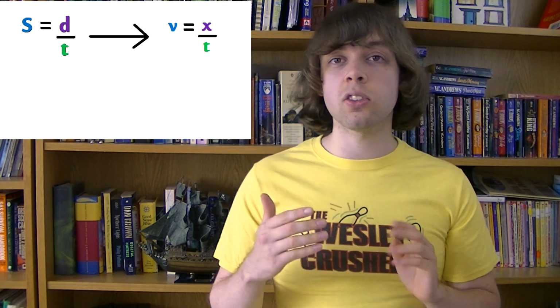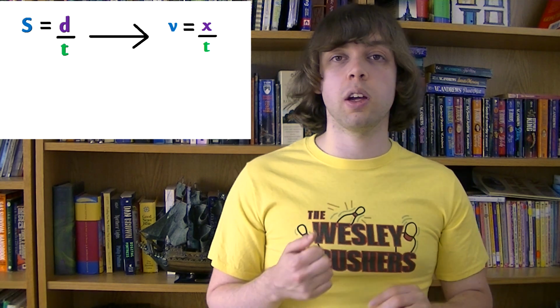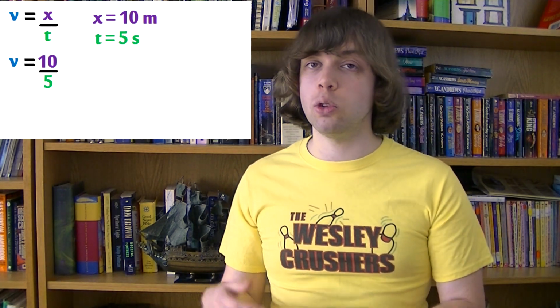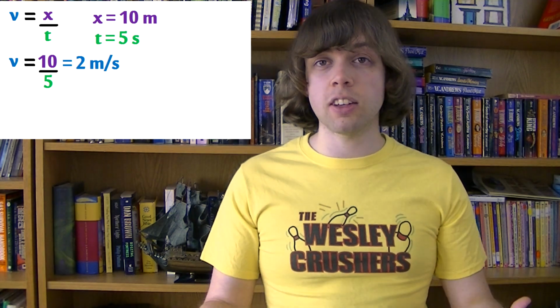So at this point we already have a couple of equations. We know that speed is distance divided by time, which is kind of similar to the equation velocity is displacement divided by time. Very simple, self-explanatory equations. If you travel 10 meters in 5 seconds, then 10 divided by 5 gives you 2 meters per second. Which makes sense because you traveled 2 meters each second. 2, 4, 6, 8, 10. 5 seconds, 10 meters.